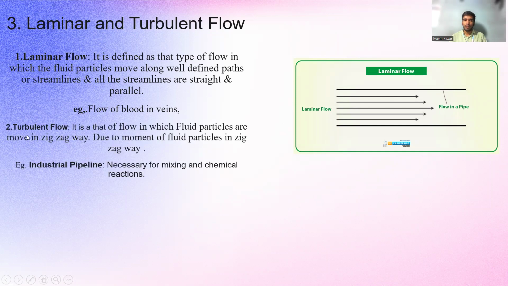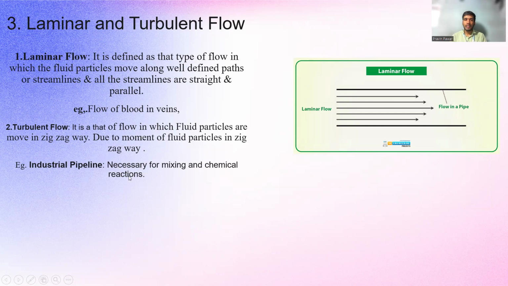The second one is turbulent flow. Turbulent flow is that type of flow in which fluid particles move in a zigzag way. They are not in a well-defined path. They move in a zigzag way. For example, an industrial pipeline is necessary for mixing and chemical reactions.